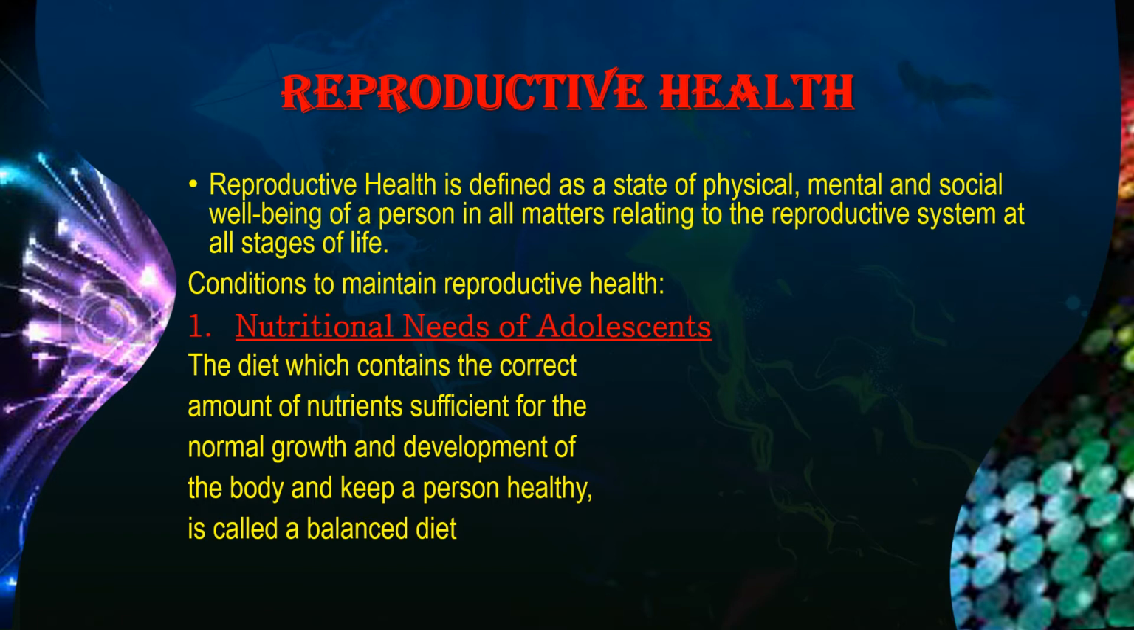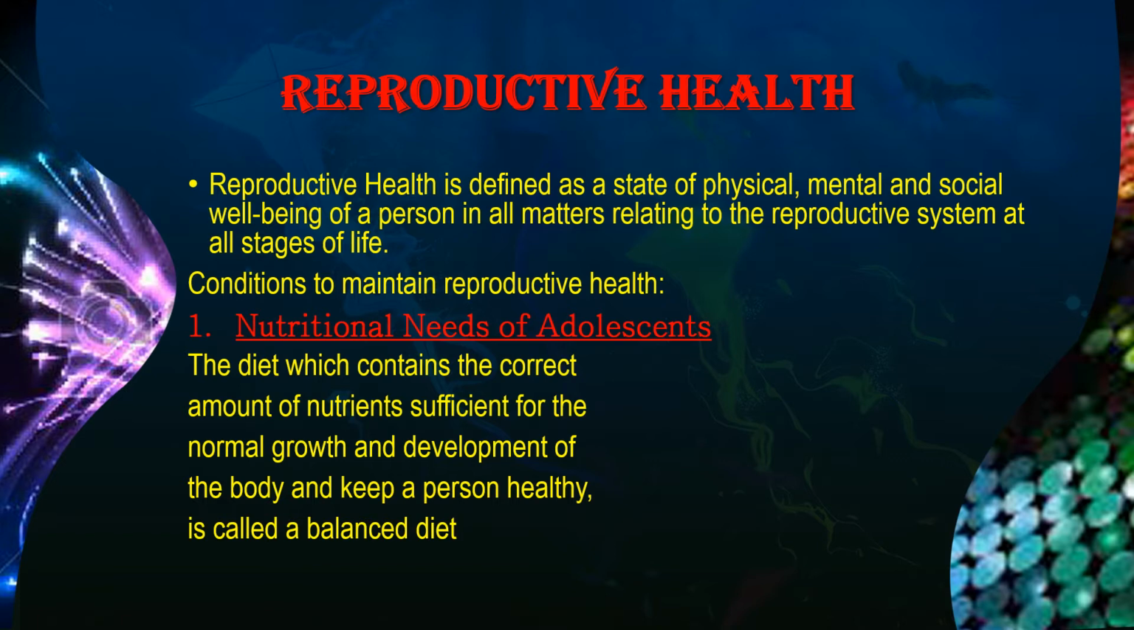So some of the important conditions to maintain good reproductive health during adolescence are: it is necessary to eat a balanced diet, to maintain personal hygiene, to take adequate physical exercise, and to avoid taking any type of drugs during adolescence. Now we will describe all these conditions for maintaining good reproductive health in detail.